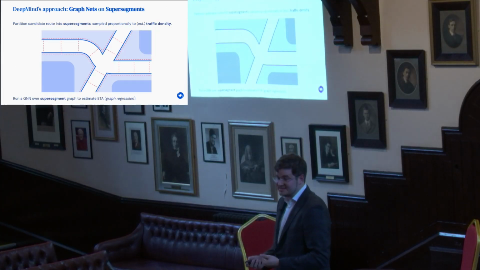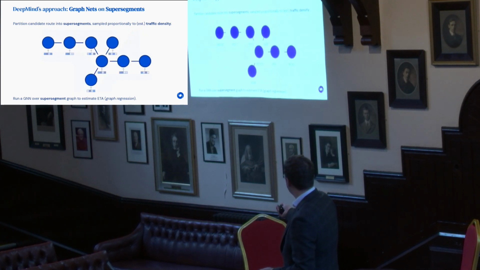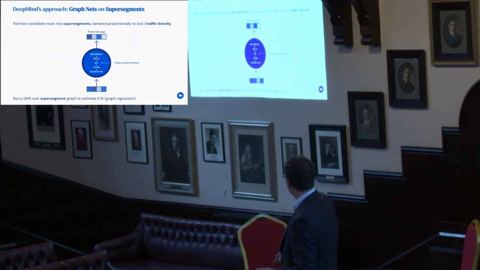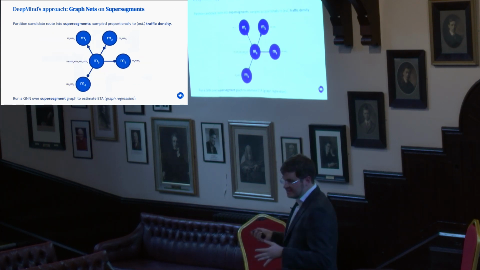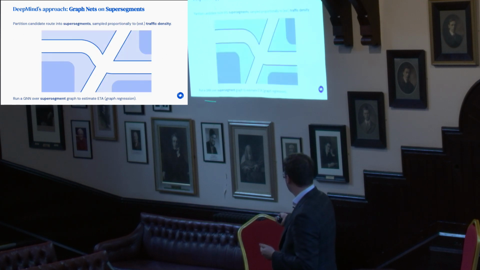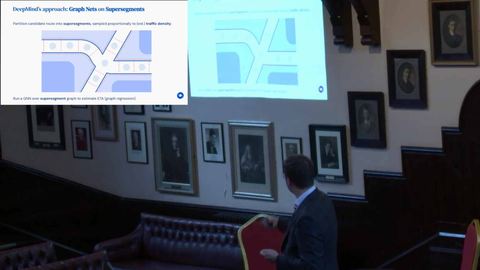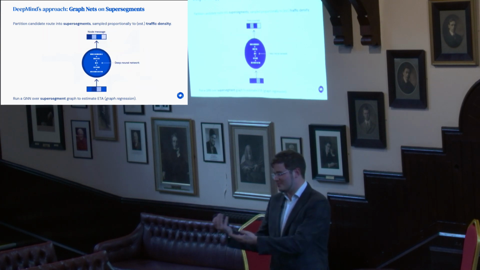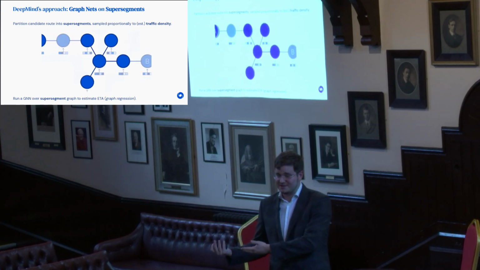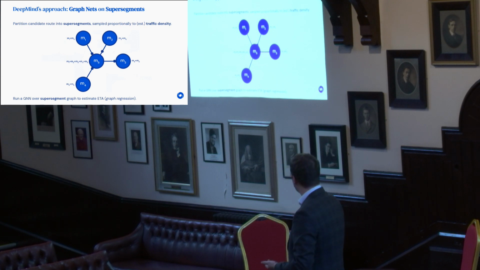So the way in which DeepMind has attacked this problem is by partitioning the road network into connected components called supersegments. And the way they're sampled is roughly based on traffic density. And then once you have a supersegment, you can run a graph neural network over the graph corresponding to it to estimate the travel time along this segment. So it corresponds nicely to a graph regression problem or graph classification problem, as we discussed before.